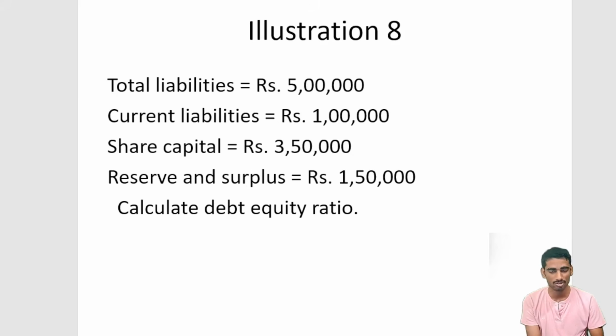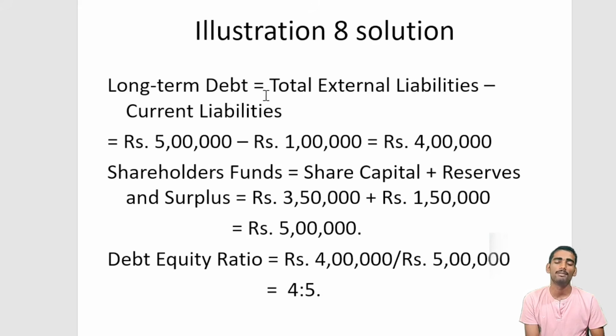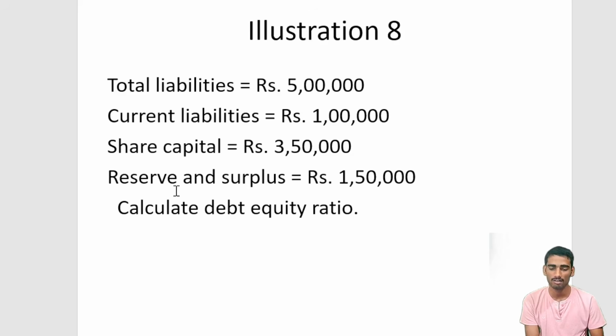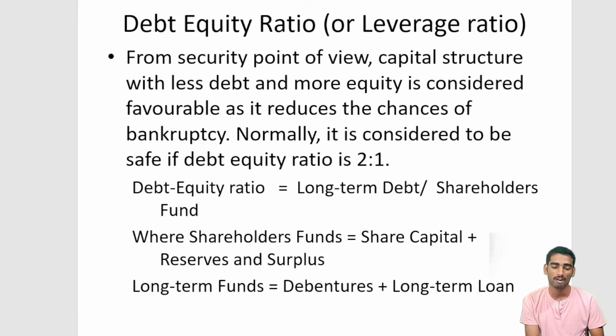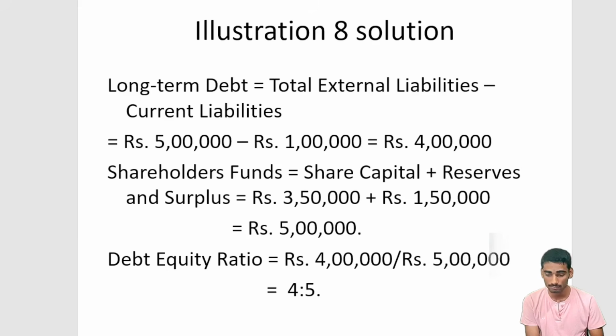Okay, so how will we calculate? Long term debt, I have already given the formula, that is the total external liabilities minus current liabilities. So total external liability is equal to what? 5 lakh here, and current liability is equal to what? 1 lakh. So just you have to do the subtraction, you will get the value of long term debt, that is 4 lakh. Similarly, shareholder fund you have to find first, because I already told you that for calculating the debt equity ratio you must know the long term debt and shareholder fund. So we have calculated the long term debt, now we have to calculate the shareholder fund.